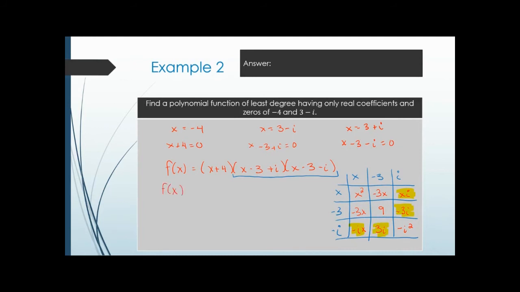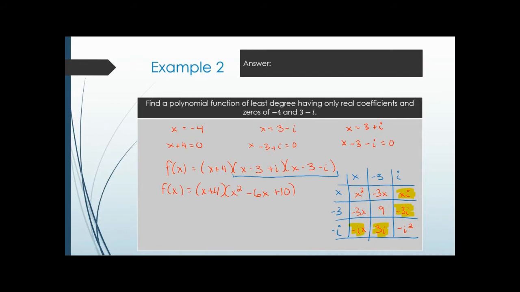So now I have x plus 4, and then when this is multiplied out, I have x squared. I add my x terms, negative 3x minus 3x is minus 6x. And then I have a 9 and negative i squared. So i squared is negative 1, so negative i squared is positive 1, so that's 9 plus 1, so that's going to give me plus 10.